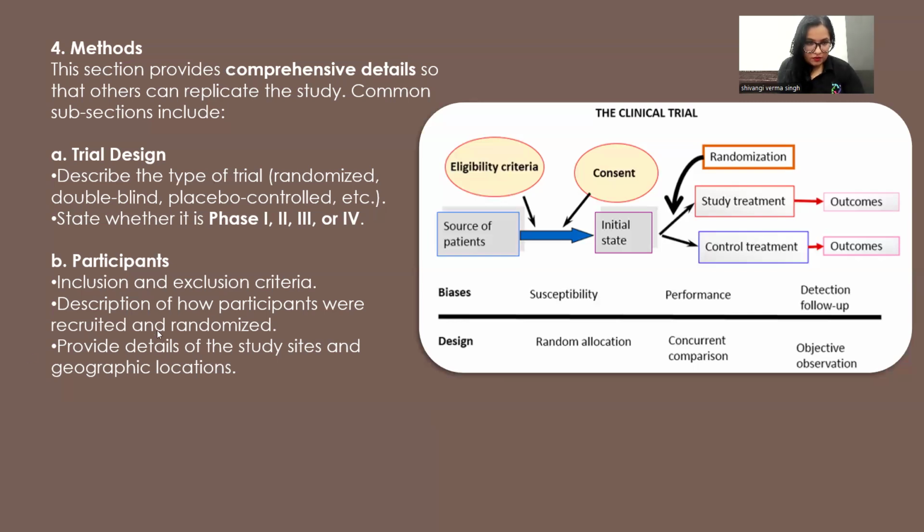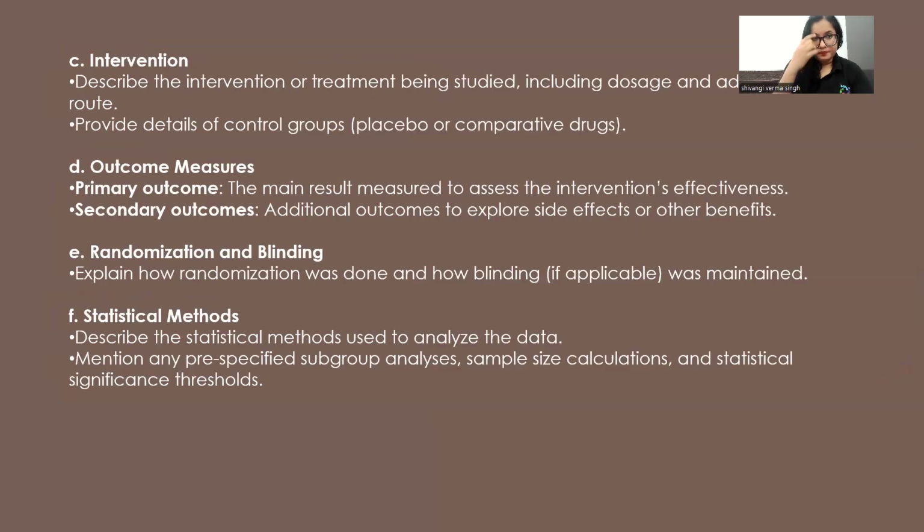Description of patients, how they were recruited and randomized. Provide details of the study site. Sites are the places, the hospitals, where the clinical trial is being conducted, and the geographical location. We obviously want a varied geographical representation. So even in India, it is preferable: north, south, east, west. We try as much as possible to take varied locations of the clinical trial sites.